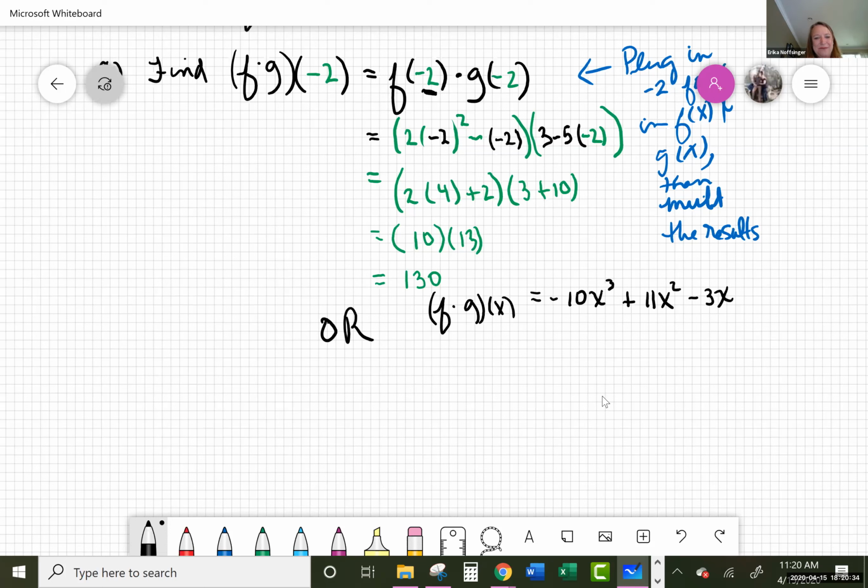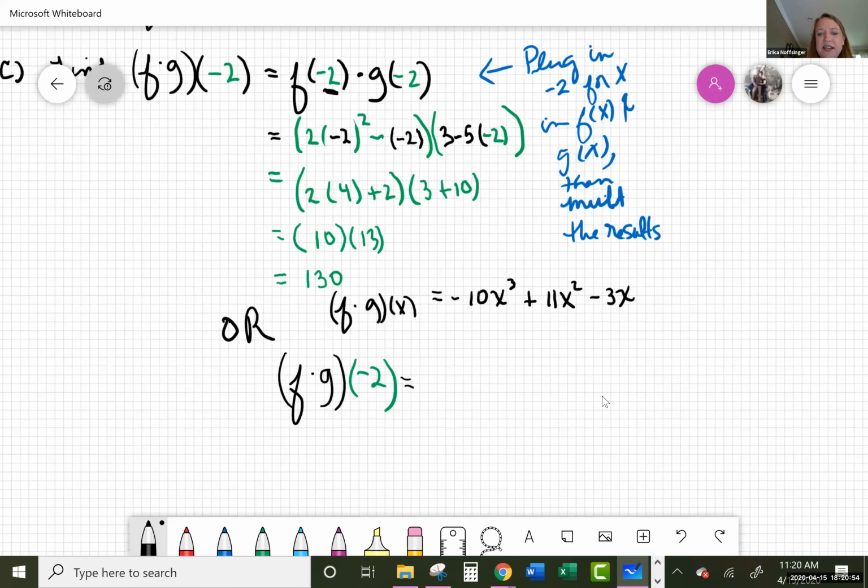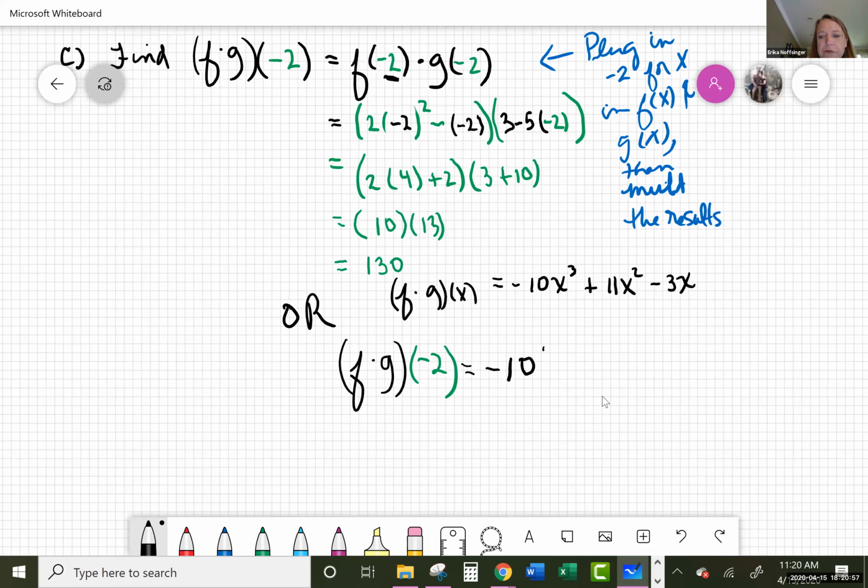So let's plug in f times g of -2. Let's show we would have gotten the same thing that we got above, 130. So we could have just gone to the function where we looked at f of x times g of x, and then go in, and wherever we see an x, we can replace it with a -2. So we have -10, parentheses, you're going to replace x with -2, cube it, plus 11. Replace x with -2, you're going to square that, -3 times, replace x with -2.